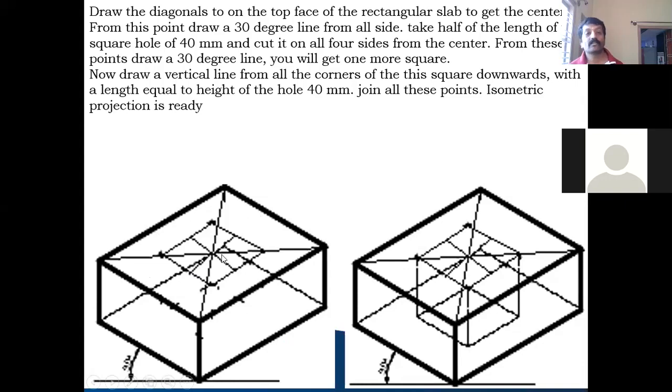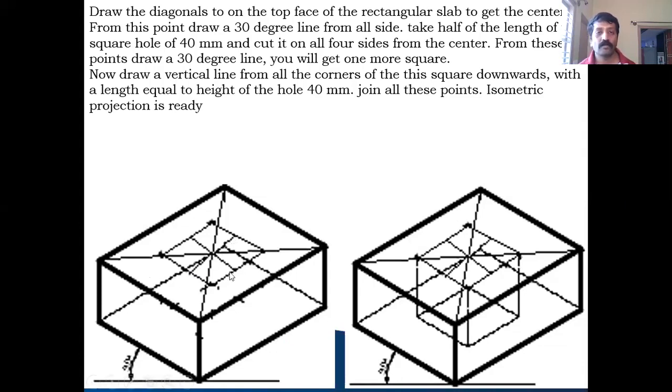After drawing the 30-degree lines, what is the size of the square hole? 40 millimeter. Half of that means 20. So you take isometric 20 from this center. You cut on all 4 of the 30-degree lines, isometric 20. You will get 4 points, 1, 2, 3, 4.